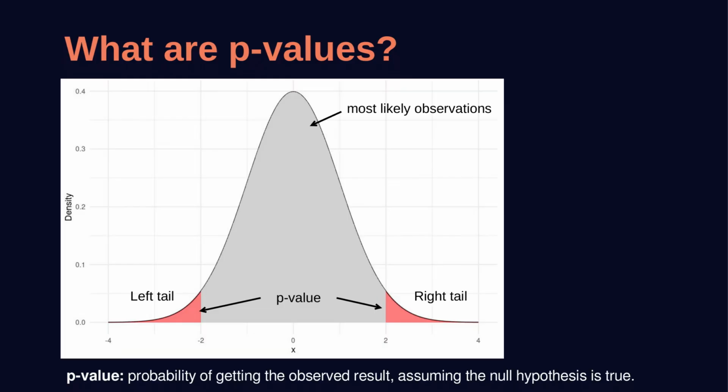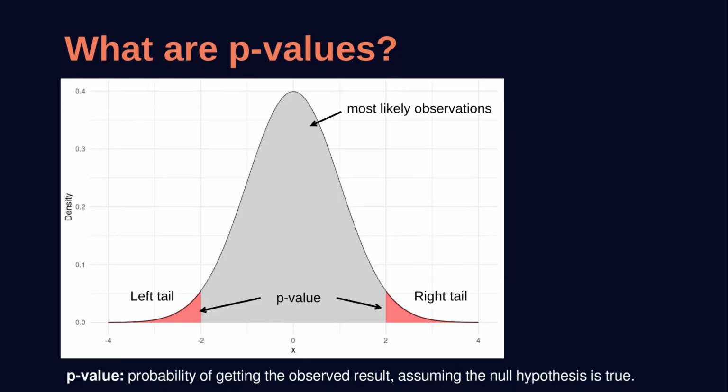P-values measure how much support there is for the null hypothesis. In other words, they tell us the probability of getting a result, assuming the null hypothesis is true. If the p-value is large, it means that a result is probably not at the extreme ends or tails of the distribution we'd expect under the null hypothesis. So chance could easily explain the result. If the p-value is small, it means a result is likely in the tail of the distribution, which makes it less likely to have happened by chance.